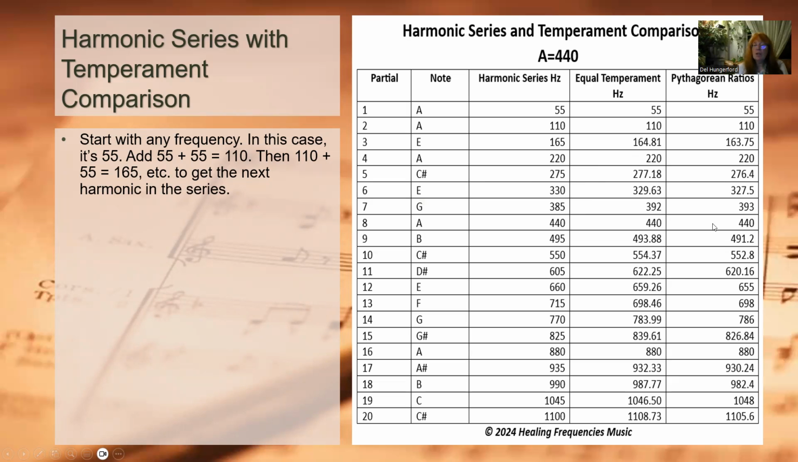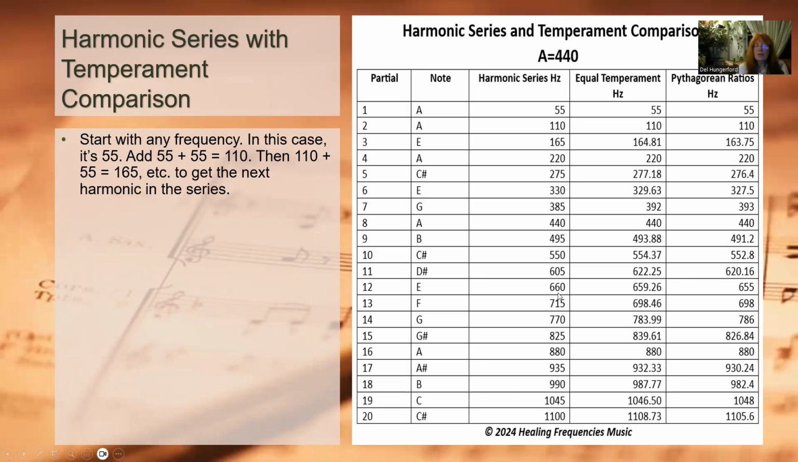You're going to notice all of the octaves are going to be the same, because this is A, it's always going to be the same no matter which one, because octaves are pure no matter the temperament. Now let's take a look at this one. The 11th harmonic, 605 here, but in equal temperament, that same note is 622 hertz. It's slightly sharp, but not terrible. And then here in Pythagorean, it's slightly lower. You're going to hardly hear the difference between these two pitches. This you'll hear more so than this one.